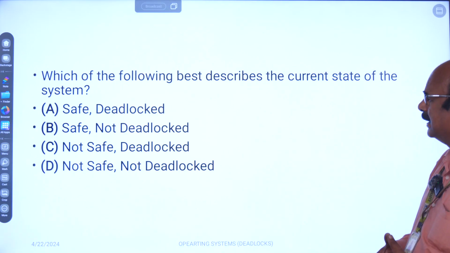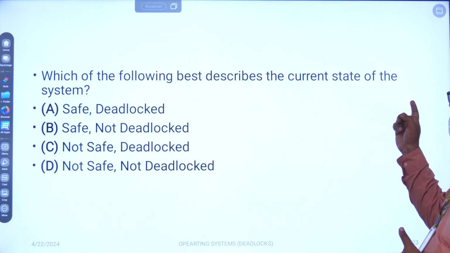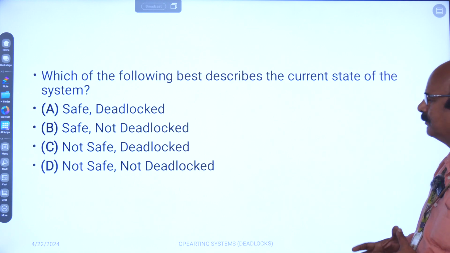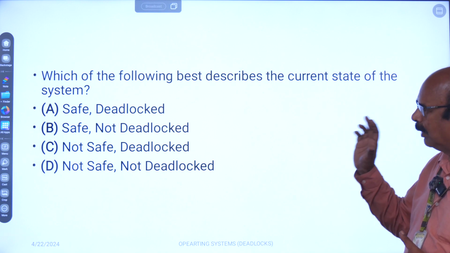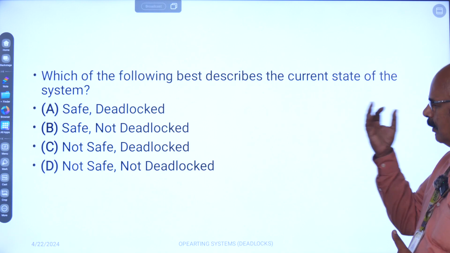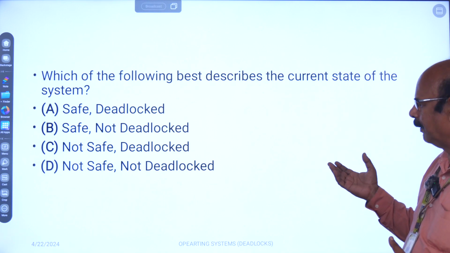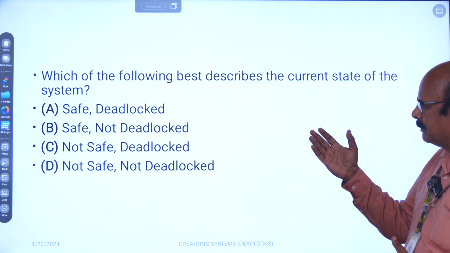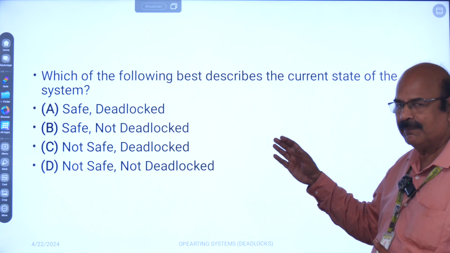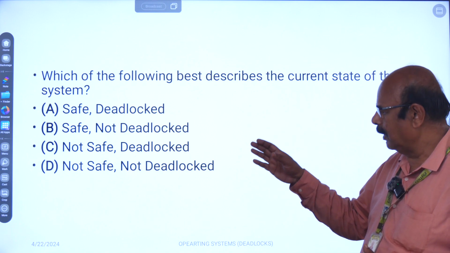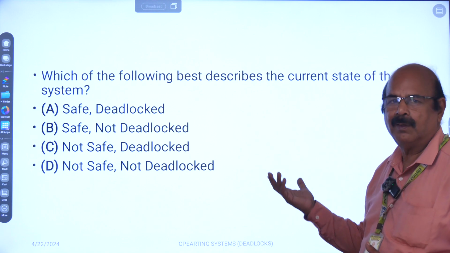What is the question here? Which of the following best describes the current state of the system? Option A: safe and deadlocked. Option B: safe and not deadlocked. Option C: not safe and deadlocked. Option D: not safe and not deadlocked.